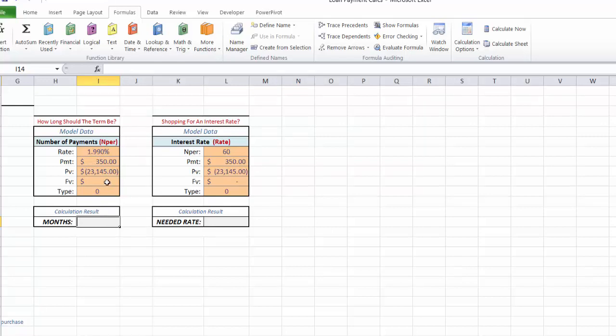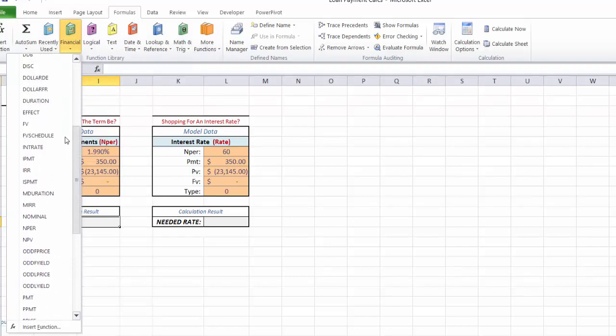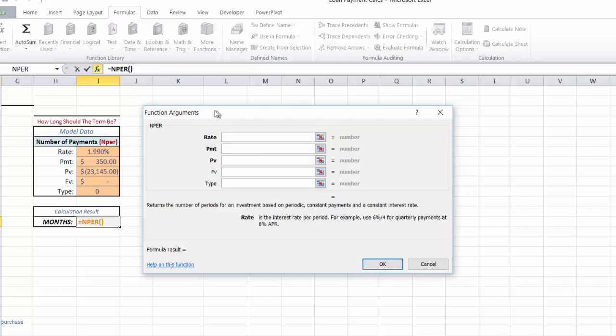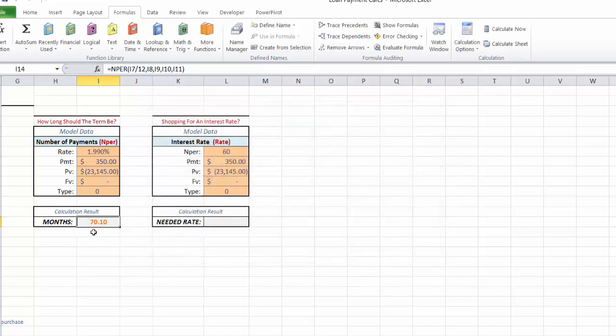Okay, based on the same information we have here, we'll go up to the financials and the NPER. Oops, go past that. There it is. Same interest rate. We'll use the same payment in this case, just as an example, and the same present value. Type. Wow. So in this case, it's coming up over 5 years, almost 6 years. Right. So in Bob's case, this wouldn't have worked for him.